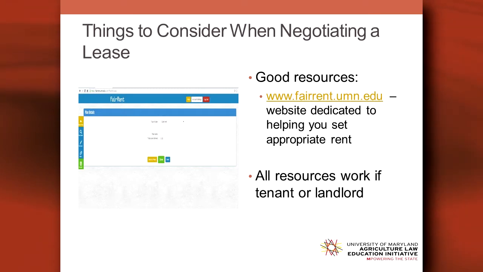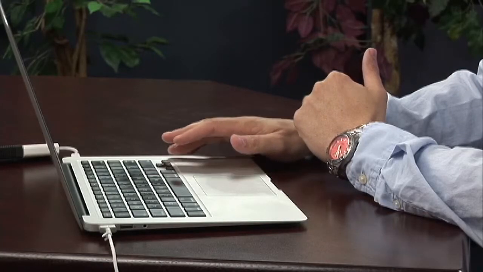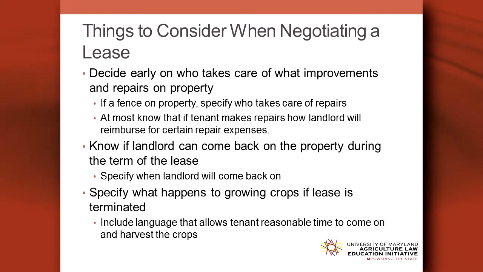And this is just a website that has similar worksheets as aglease101.org, and you can input your cost of productions in there and again get a range as to what would be a good rent for you in the end. So what are some other things you need to think about when you're developing these leases?